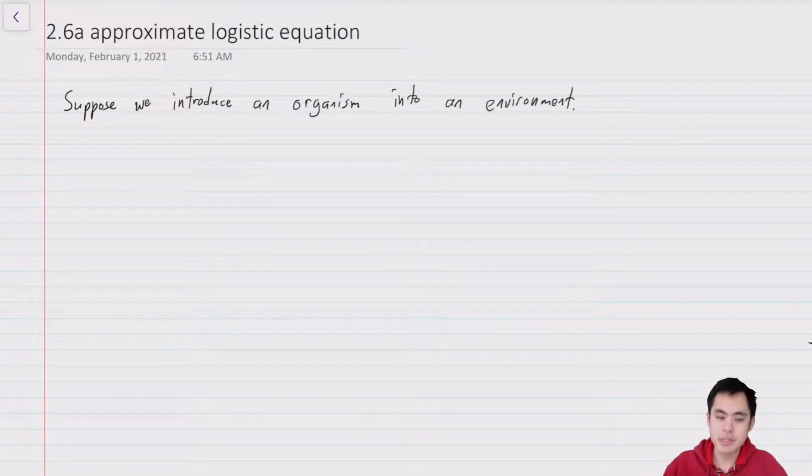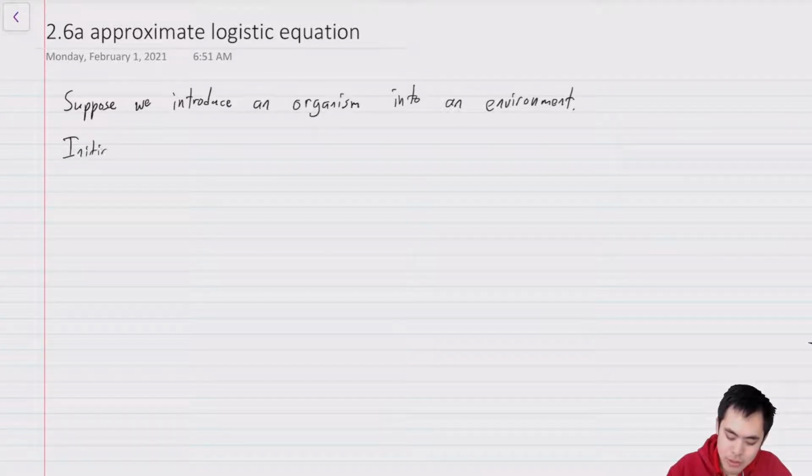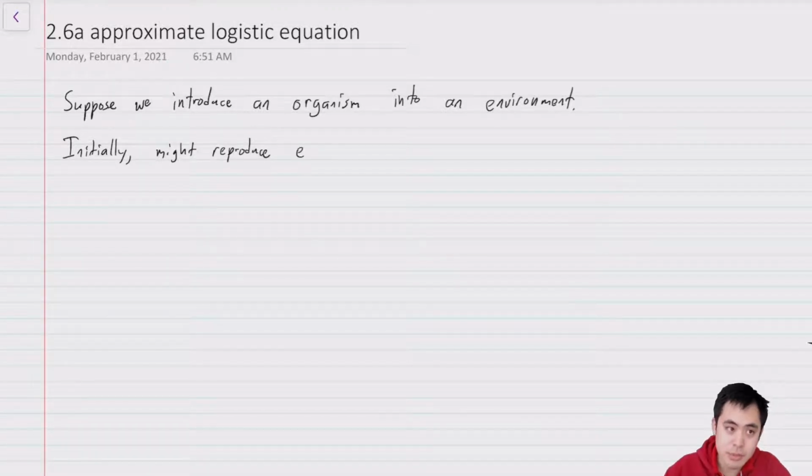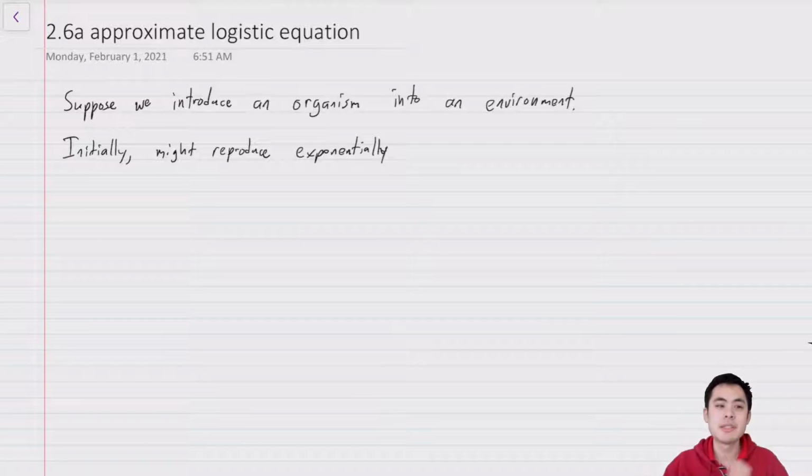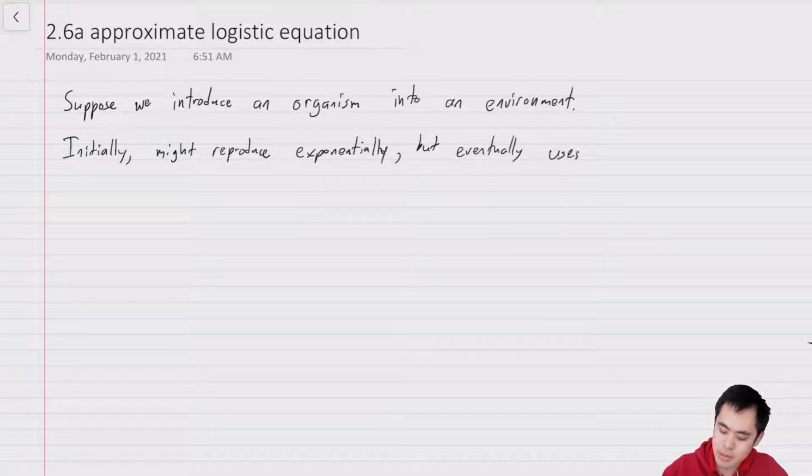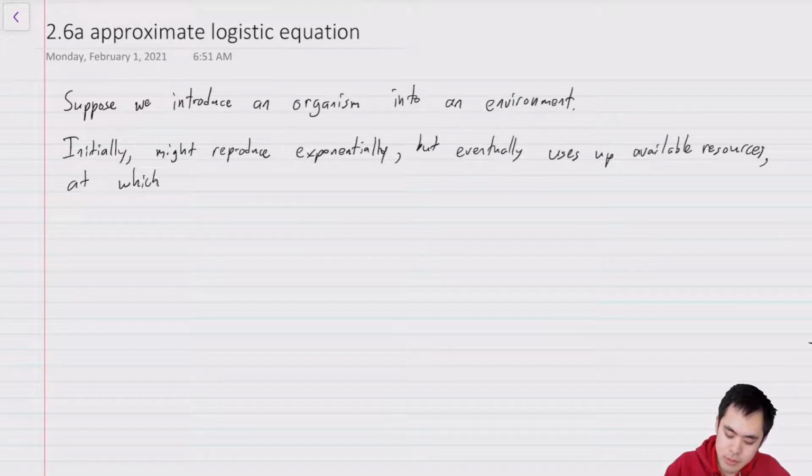So what happens? Initially, if this organism is fit and so it reproduces, it might reproduce exponentially, because every organism that's there is going to reproduce some number of copies, but eventually it uses up the available resources, and it's no longer able to grow so fast, at which point the growth slows down.